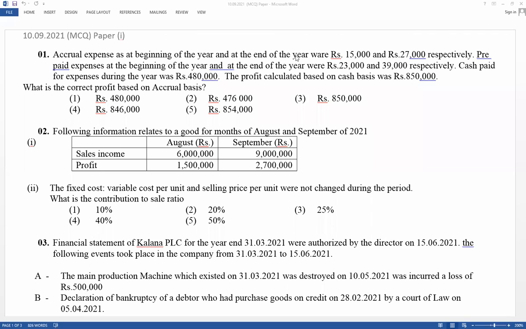Right now, that was question number 1. This one is very, very important. Think accrual basis and cash basis.